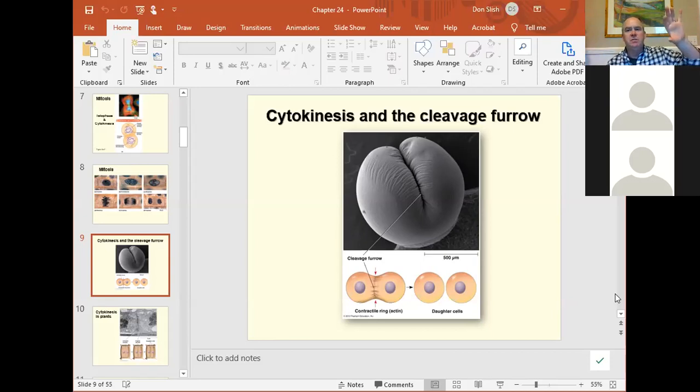So with your animals and fungi, what happens is a belt of actin myosin forms between the two cells, going right around the inside of the membrane between the two cells. And remember, actin and myosin interact during skeletal muscle contraction and a lot of other times. And when that happens, the belt tightens, tightens, tightens, like that. So as the belt tightens down, the cells separate and you get two separate cells.